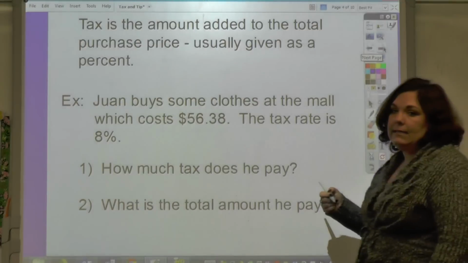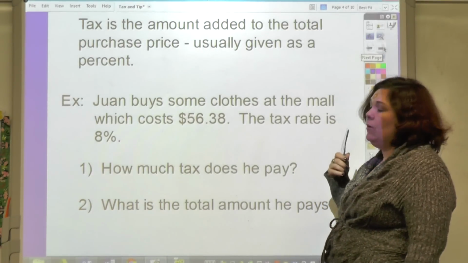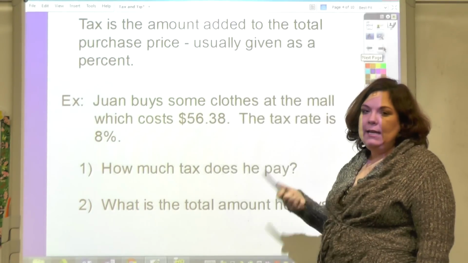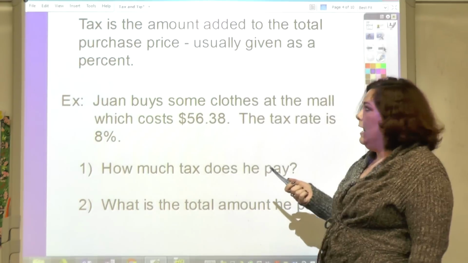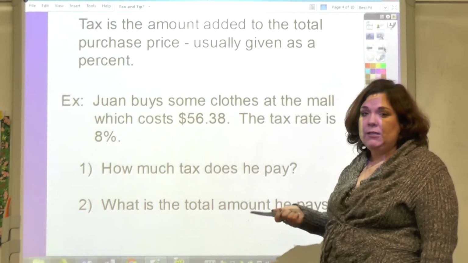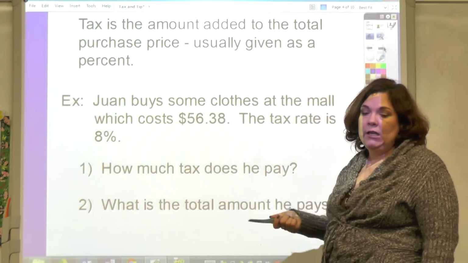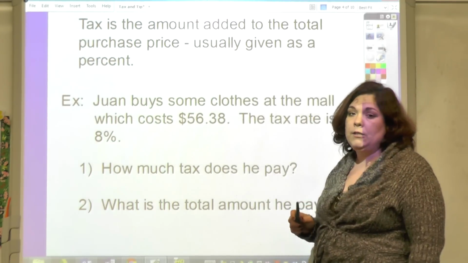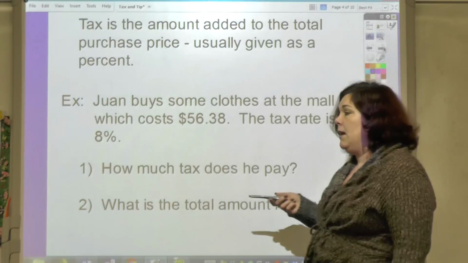So tax, you're used to tax. It's the amount added to a total purchase price. So if you buy a drink and a candy bar from Valero, there's going to be tax on it. And that is usually given as a percent. They'll say there's 8% tax. And you guys know, if you buy something for $1, it's really going to cost you $1.08. But we're going to learn how to find out how much this 8% is over different amounts.